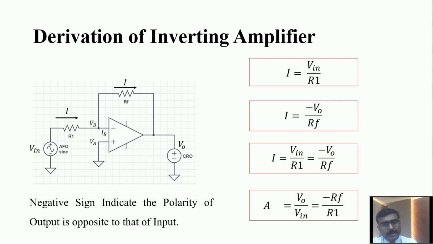We mentioned that the minus sign is there. What is the use of this minus sign? This negative sign is indicating the polarity of the output is opposite to that of the input. Already I said that this inverting amplifier creates 180-degree phase shift of the input signal. That's why this minus sign is indicating that the output is opposite to the input signal. Okay, this is the gain of the inverting amplifier.